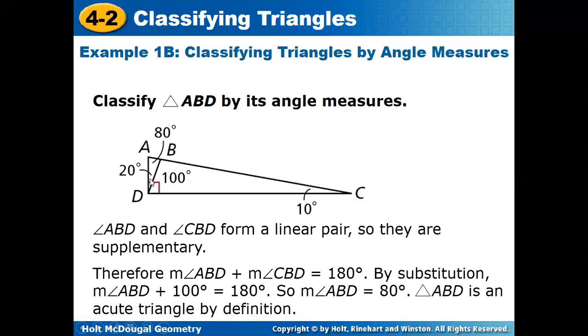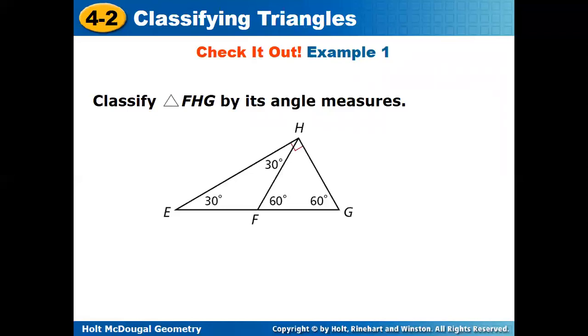Now we have three acute angles in a triangle. So the type of this triangle, according to its angle measures, will be, yes, acute triangle. Now we have check it out. Please read the question well and solve it alone. Stop the video now and then open it again and check your answer.